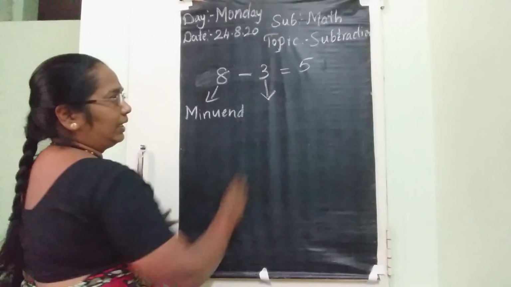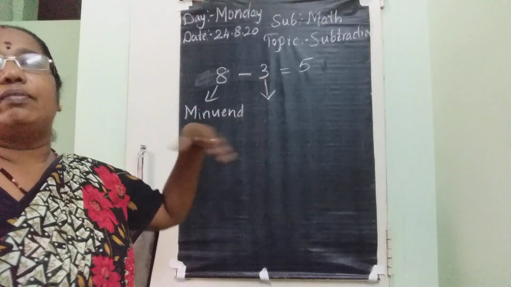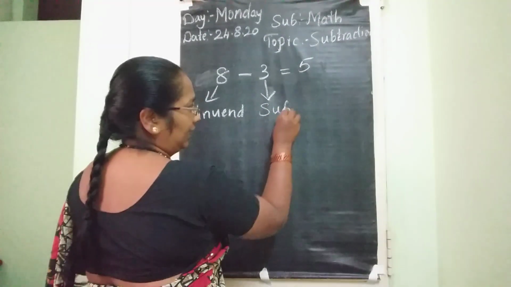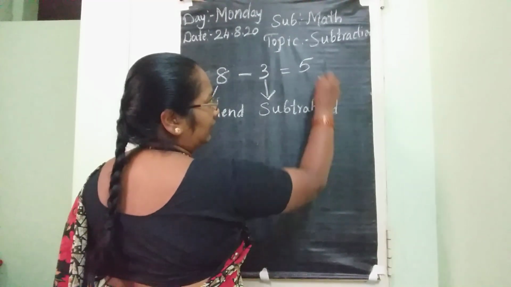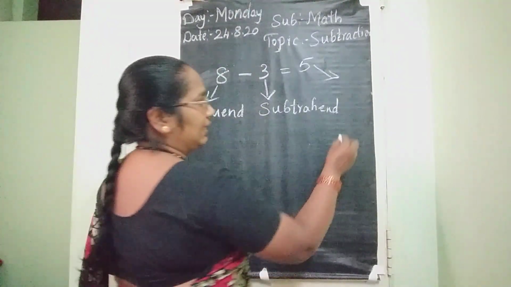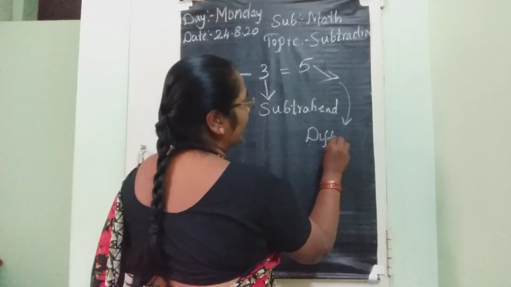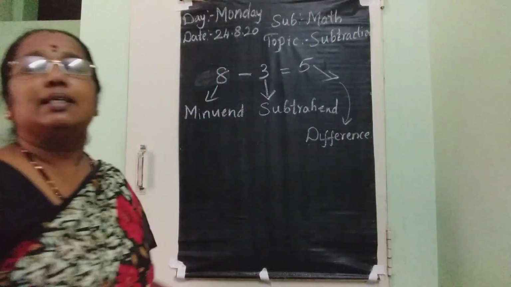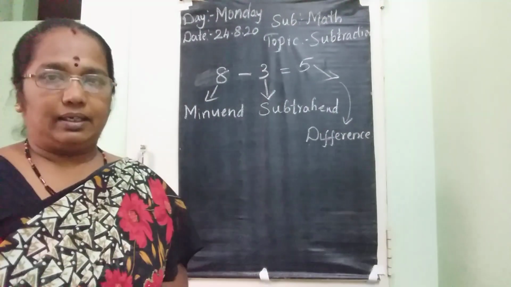And 3, this is the total, and this 3 is what we have taken out. The number taken out is called subtrahend. And the leftover is called the difference. I will write here, children. It is called difference. So the result in subtraction is called difference.